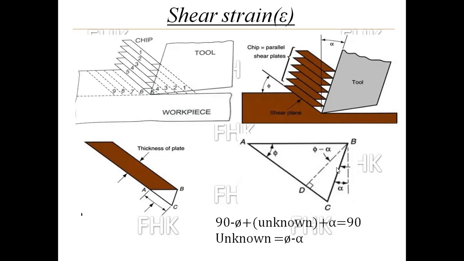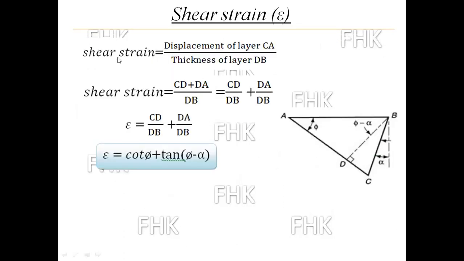What is this angle? Phi minus alpha. Shear strain is the displacement of layer CA, the change in length to the original length. This is the basic formula you learn in the strength of materials subject. Shear strain is the displacement of layer CA divided by the thickness of layer DB.